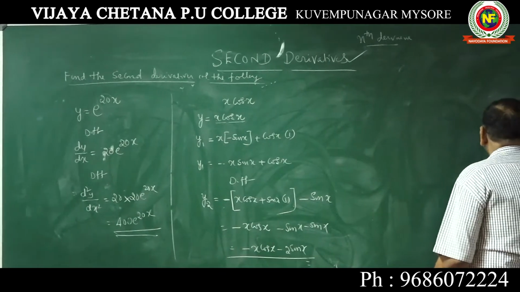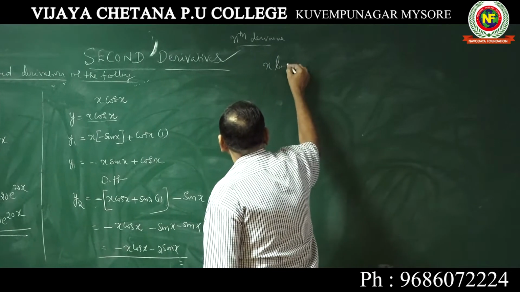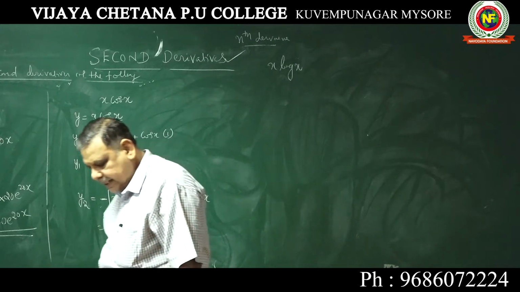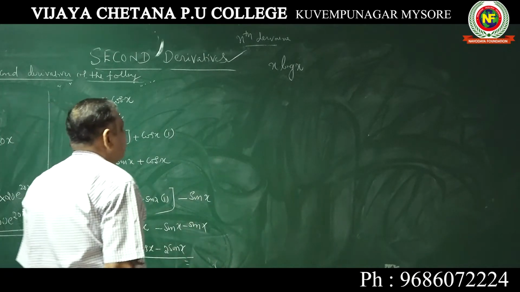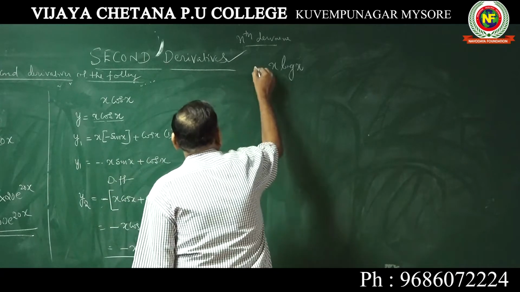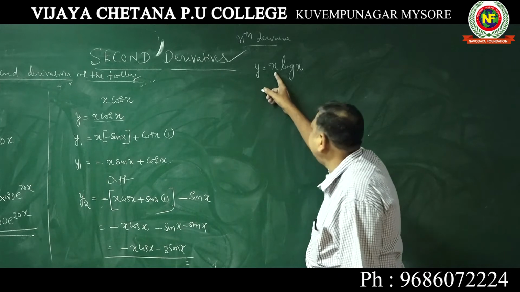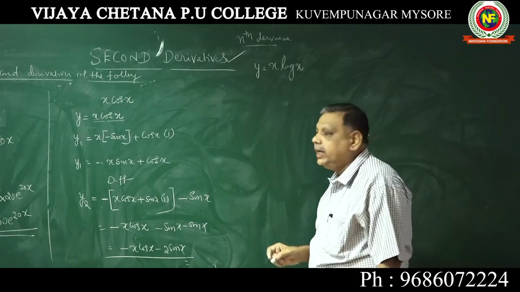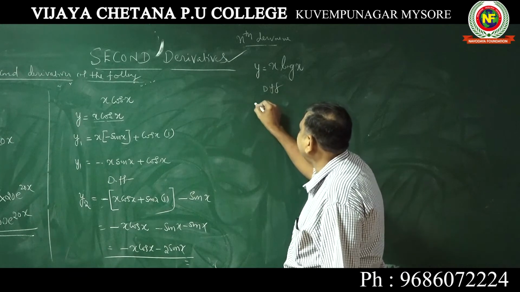Find the second derivative of x log x. So when it is x log x, take it as y, y is equal to x log x. Again you have to apply the product rule. Don't say 1 by x. It is a product rule. So differentiate. When you differentiate you get dy by dx.